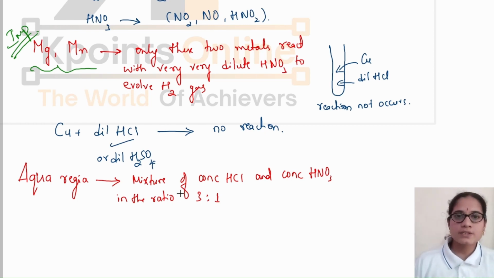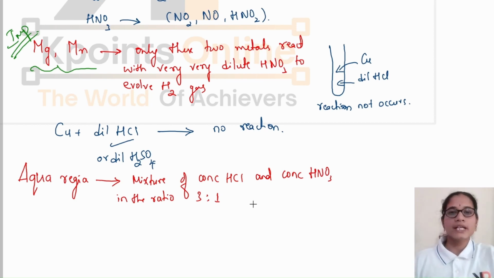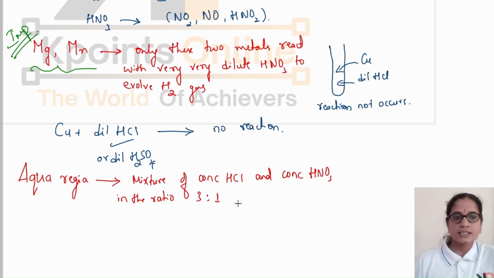Where is this mixture used? In the purification of gold and platinum, those gold and platinum materials are dissolved in aqua regia for purification purposes. Okay. So overall, we have come to know that different metals show different reactivity towards acids.